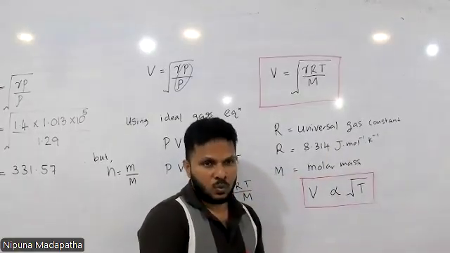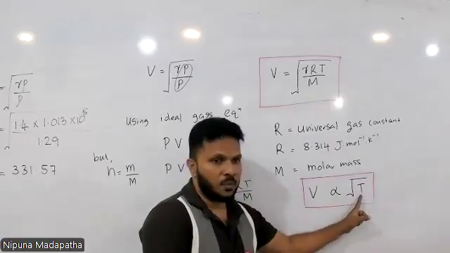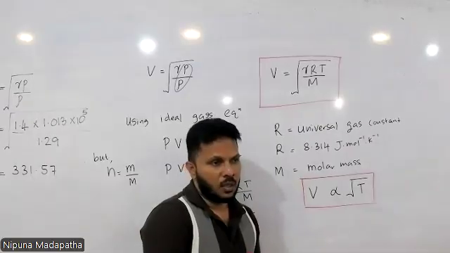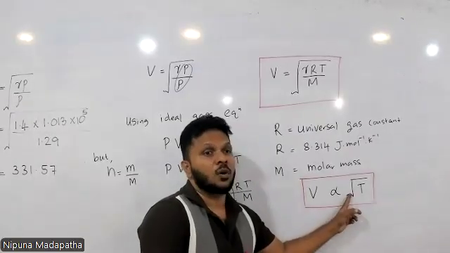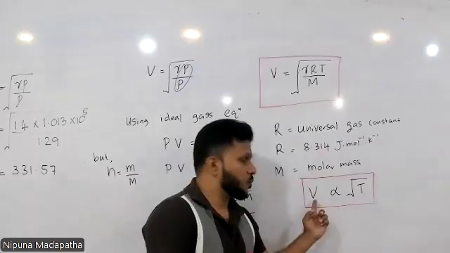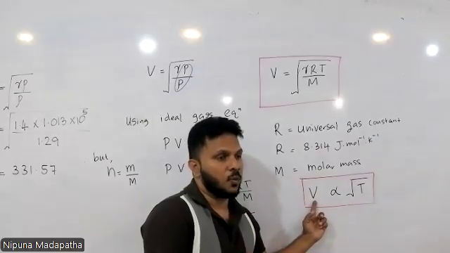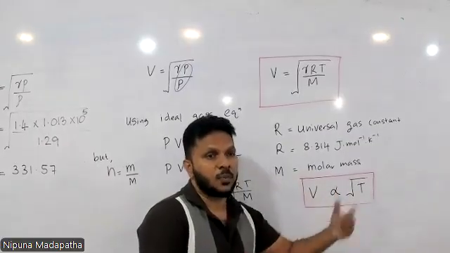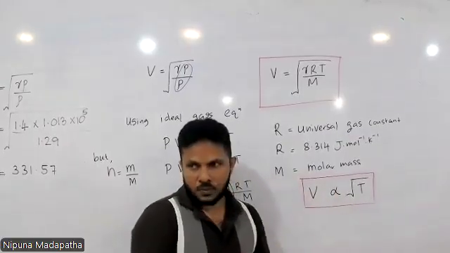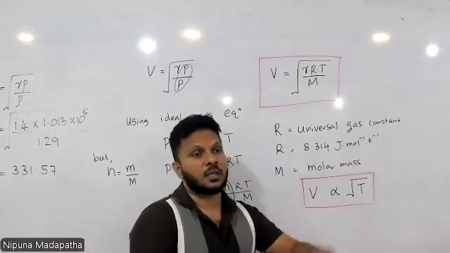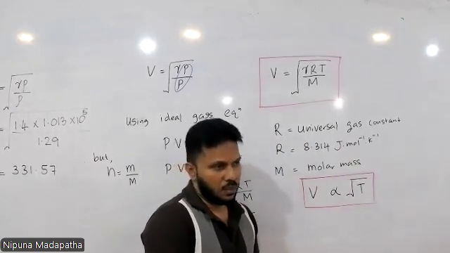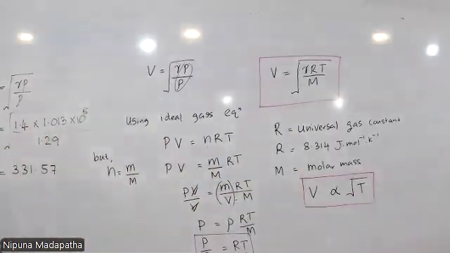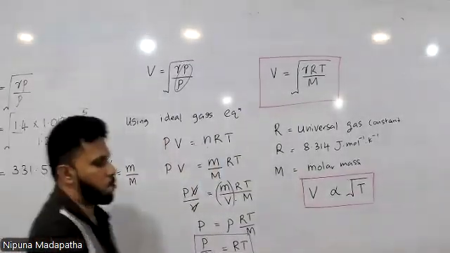By root 2. If you double the temperature, it increases by a factor of root 2. Right? In order to double the speed of sound in air, what is the factor you need to increase the temperature by? By 4. Right. Topic clear.